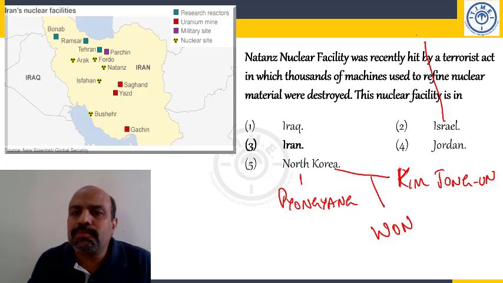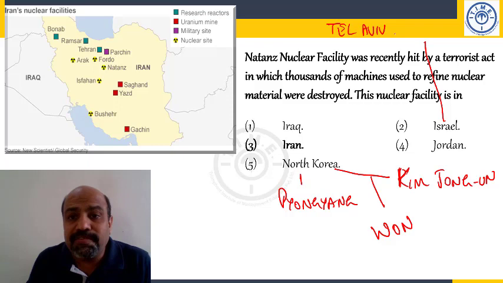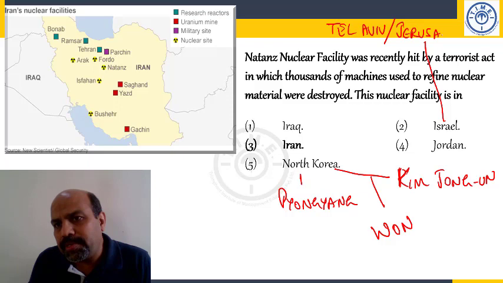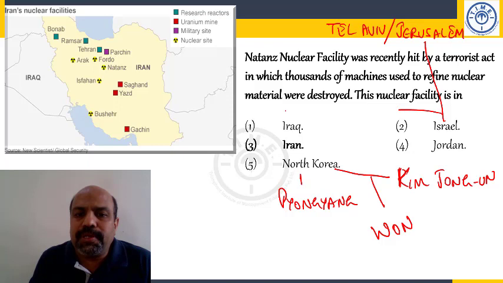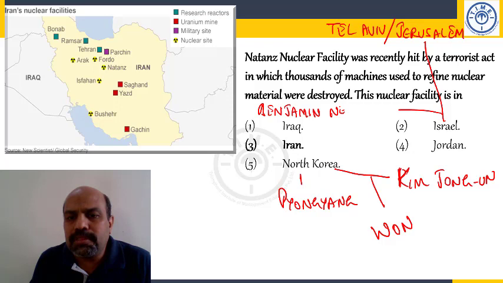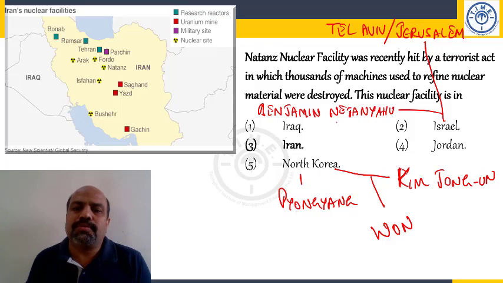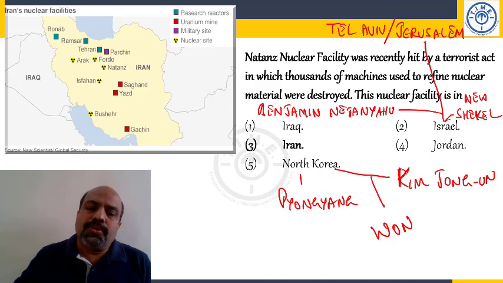Israel, capital. Tel Aviv is globally accepted as the capital. But Israel claims Jerusalem as the capital. Israel says Jerusalem is our capital. Okay, and its prime minister is Benjamin Netanyahu. The currency is the new shekel. Okay.